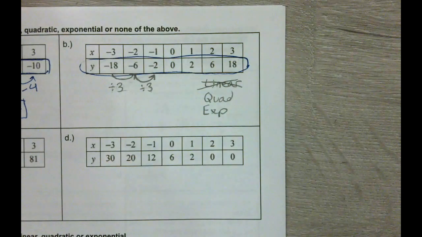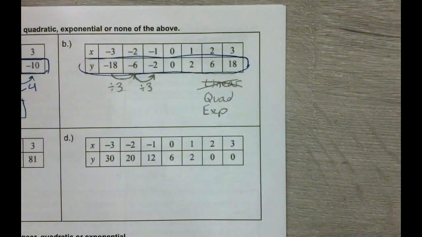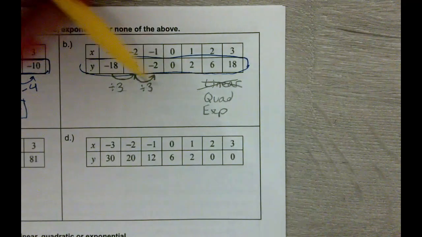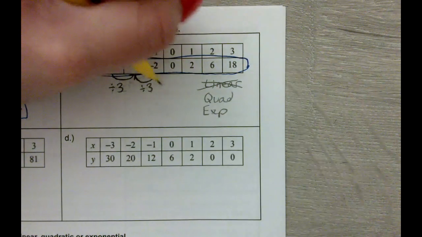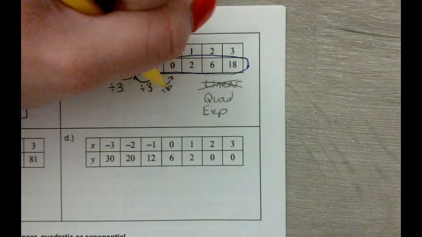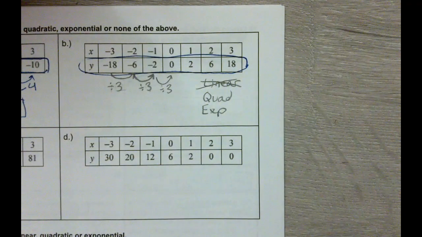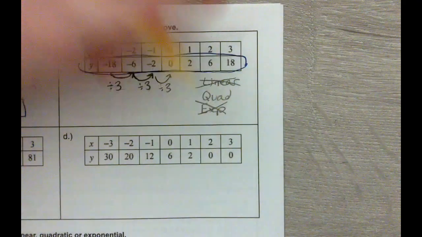Now, don't stop here, because after this, the pattern breaks. This is why you really want to check most of the table, if not the whole table. Negative 2 divided by 3 is not 0. So it's not exponential.